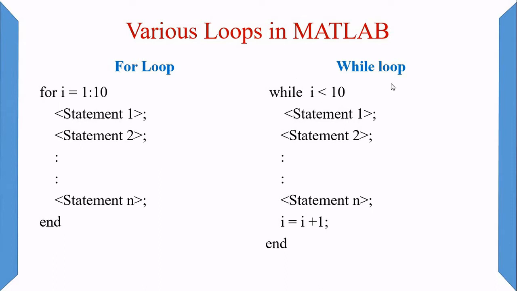On the other hand, a while loop is used when a certain condition is satisfied. As we can see, while I is less than 10, it means whenever the value of I is less than 10, this statement is going to be performed. Then after I plus 1, it is going to be performed again until the value of I is greater than 10, and then it is going to stop.